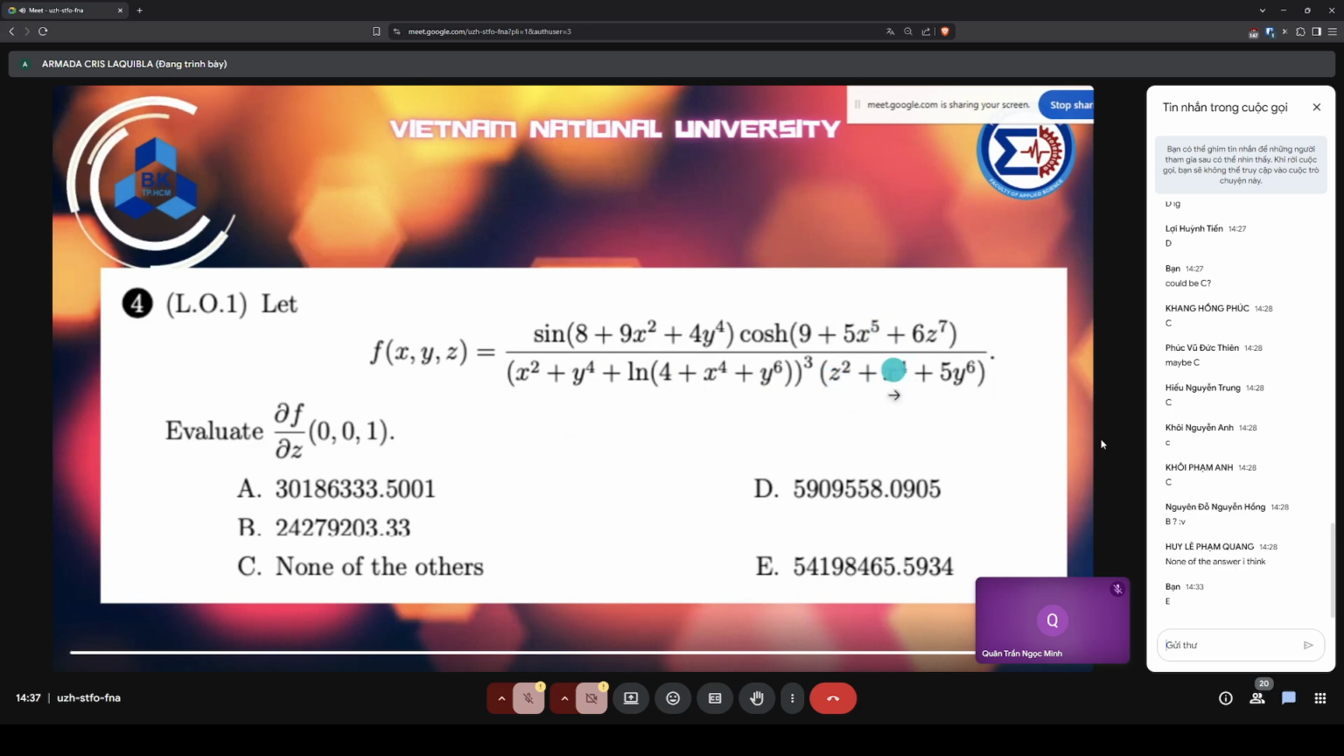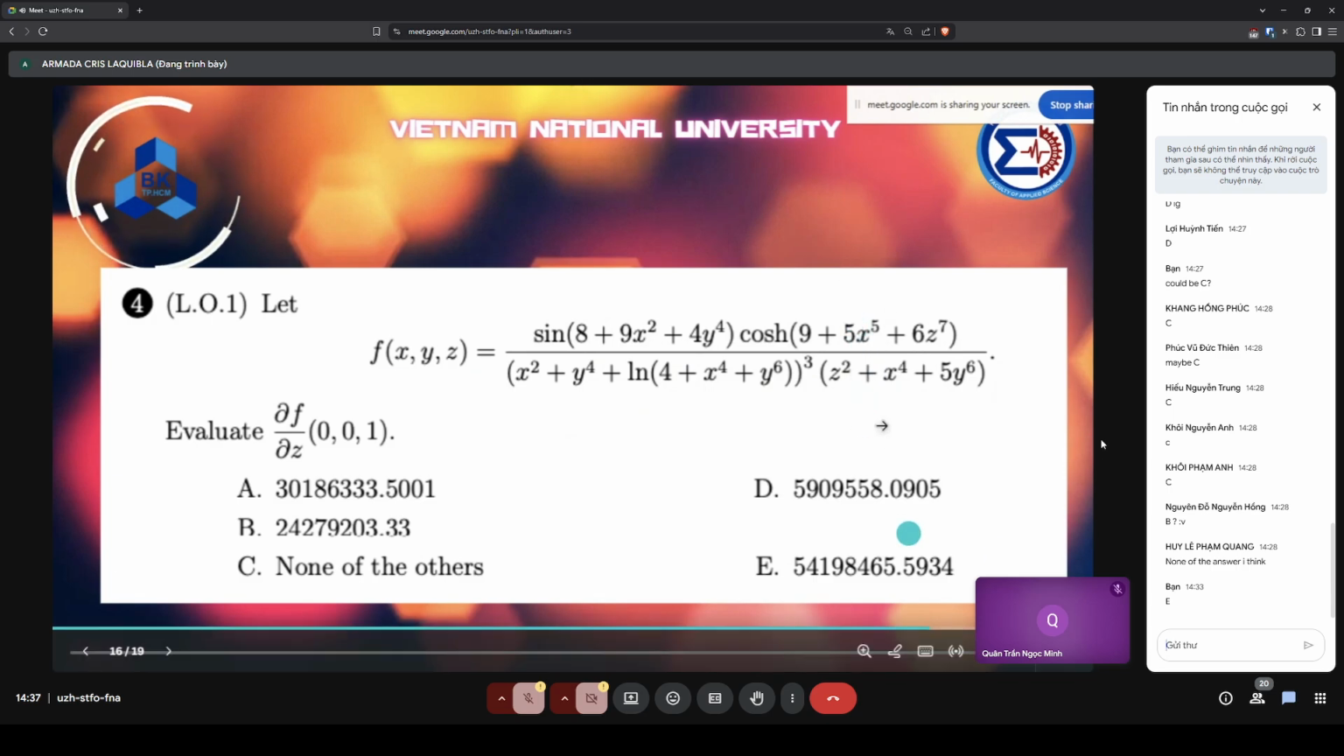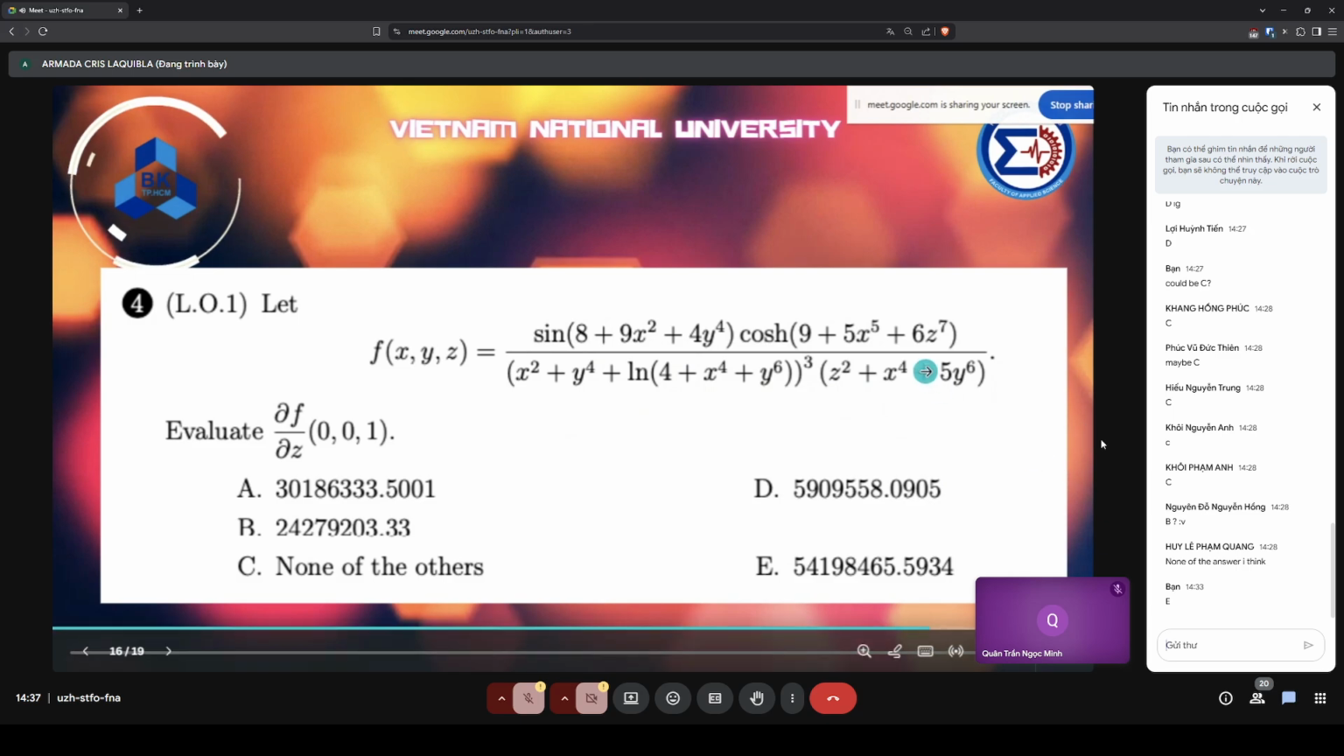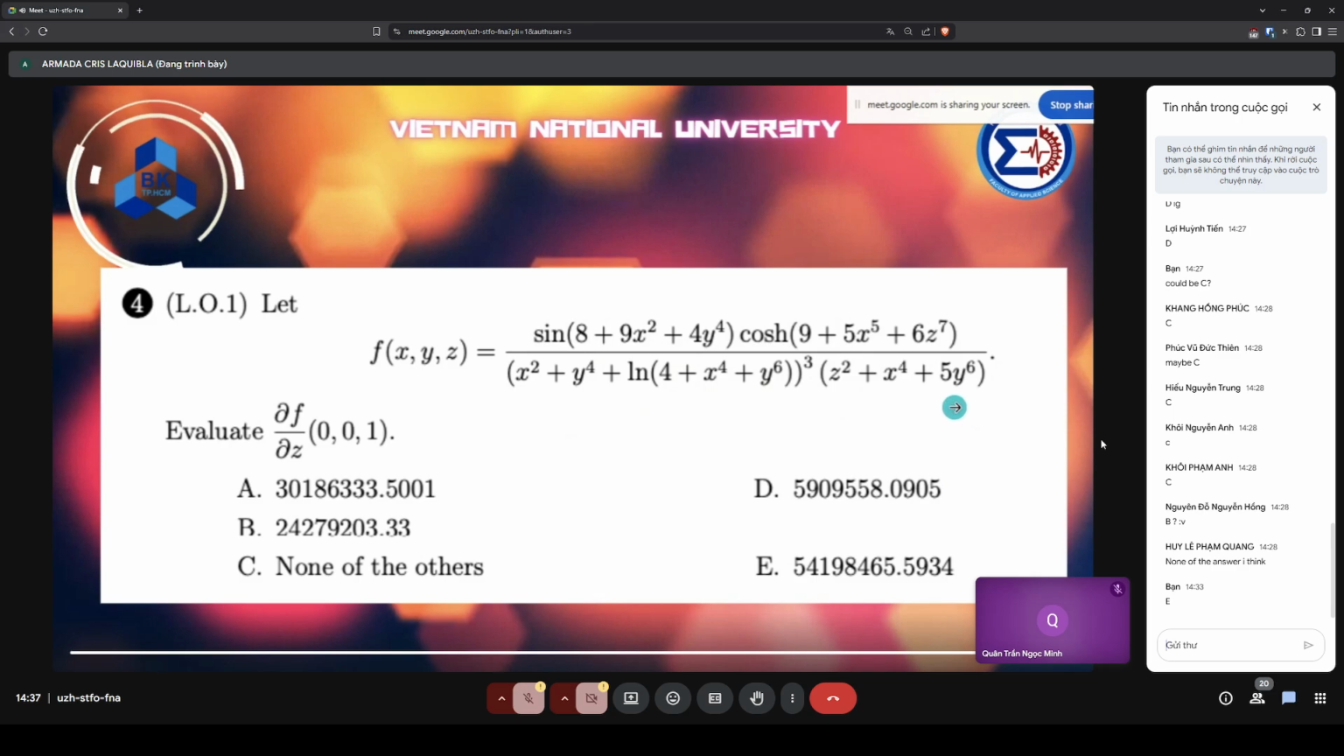So what are we going to do? Just apply the quotient rule here, right? See, it's easy, right, class? Yeah, easy. Okay, now what to do? First, copy the denominator. You put the denominator first, and then after that, take the derivative of the cosh.